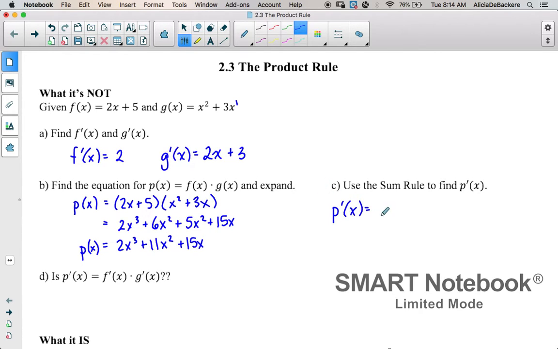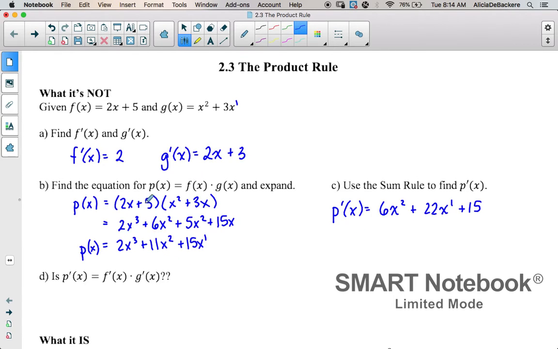So p prime at x then would be the derivative of 2x cubed. So I take the cubed down and multiply it by the 2. That gives me 6. And then I'll just subtract 1 from the exponent. And then for the second piece here, I've got 11x squared. I'm going to bring the 2 down and multiply it by the 11. And then I'll subtract 1 from the exponent. And then for the last one here, again, we've got an exponent of 1 here. I'm going to bring it down, multiply it by the 15. And then I'm going to be left with x to the power of 0, which is just the same as multiplying by 1. So I'm done there. So I know that this is what the derivative is. I know that this is true and correct.